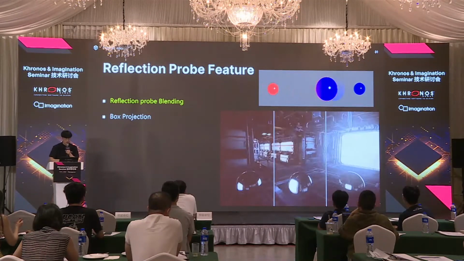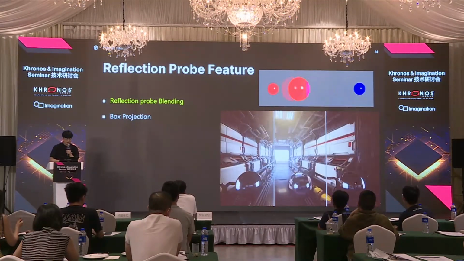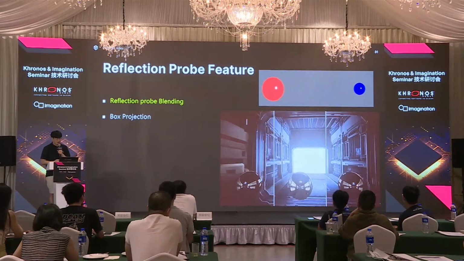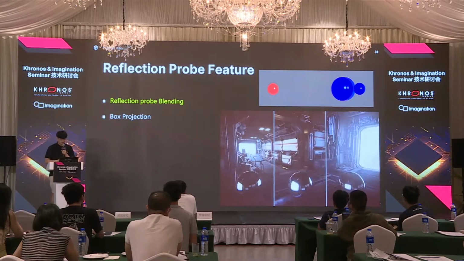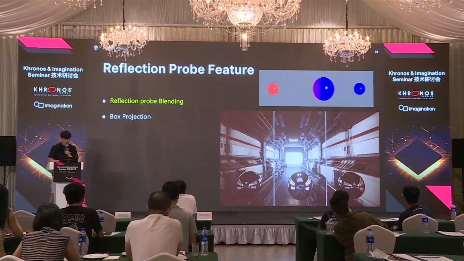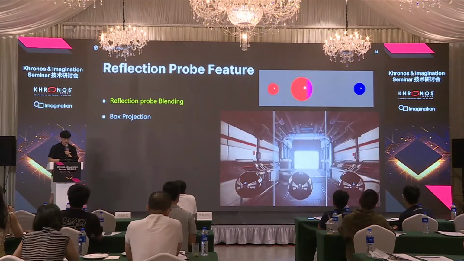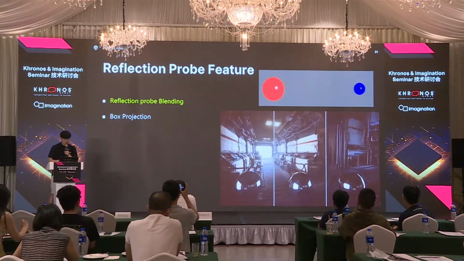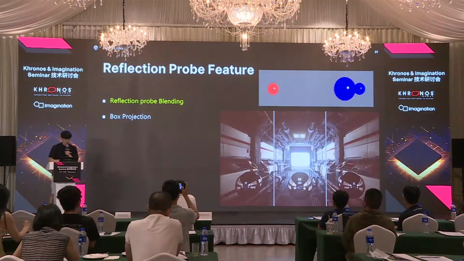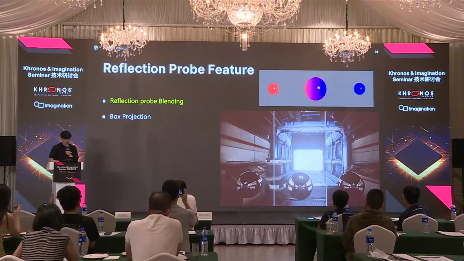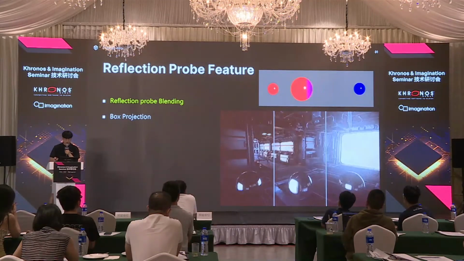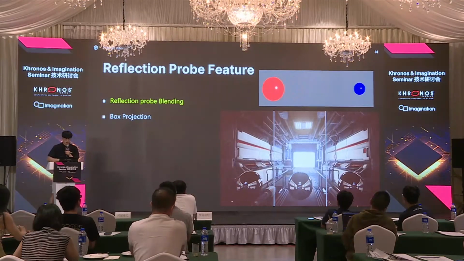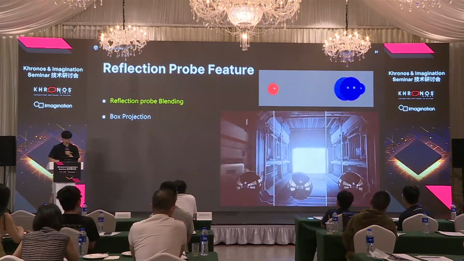Normally, in order to achieve better realism of the scenarios, we may set up multiple reflection probes, and that means we have to talk about the first function of it, reflection probe blending. It can do the interpolation between different reflection probes in order to make the reflection changes gradual.